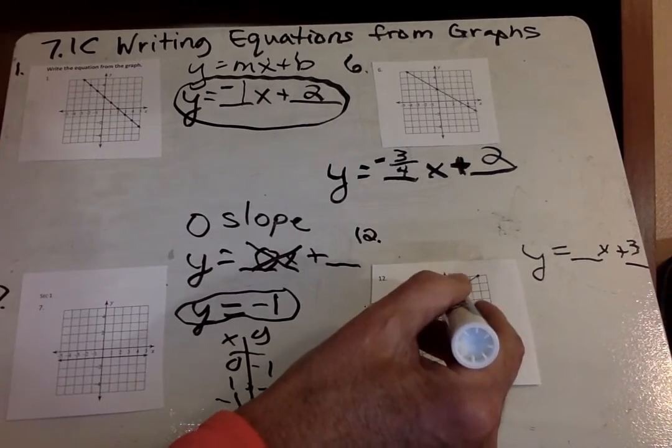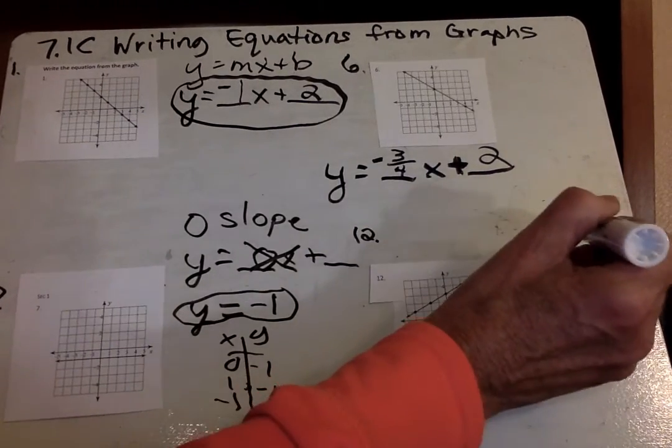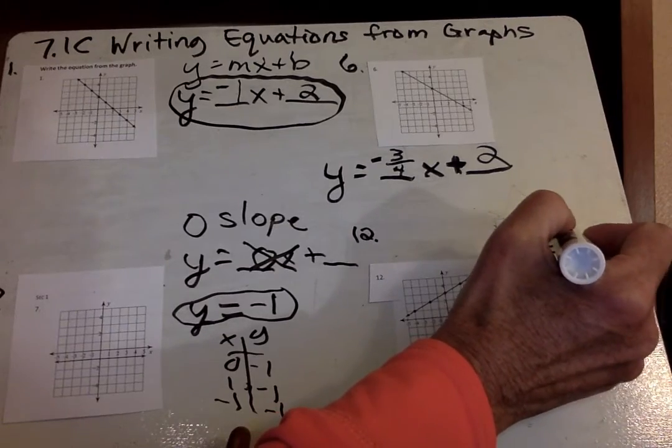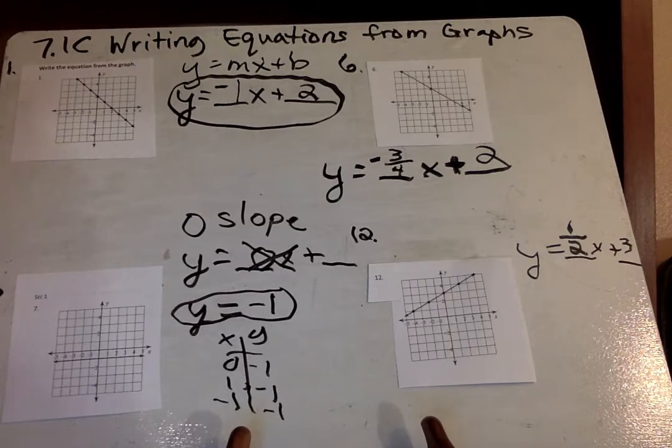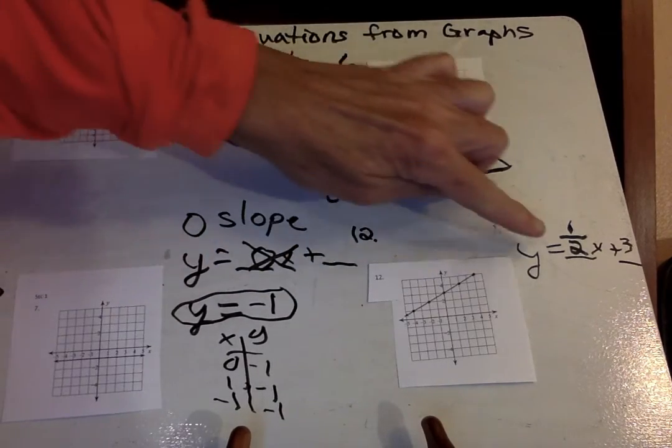And what is our slope? Rise 1, run 2. And I double check to make sure this is a positive slope. That's a positive number.